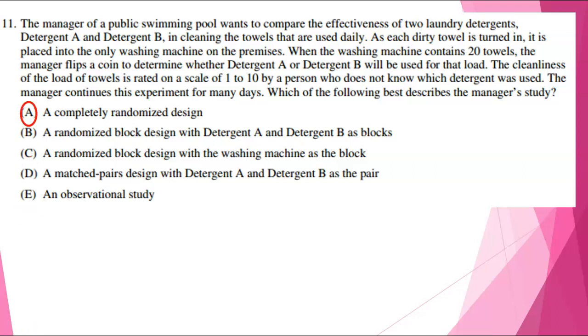Okay, the towels are put into the washing machine randomly. They don't tell us anything about how dirty. They don't give us any information like that. They're put into the washing machine, and then each time we get a specific amount of towels, specifically 20 towels, they flip a coin, and that tells us what detergent we're going to use. So this is a completely randomized design.